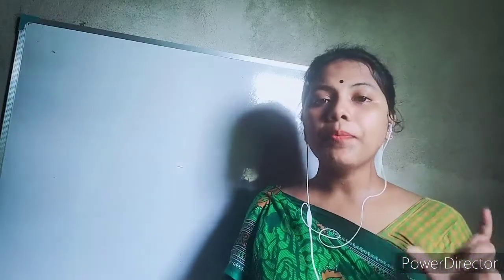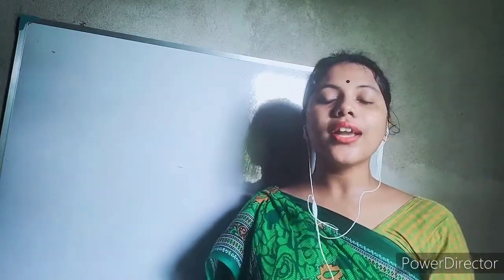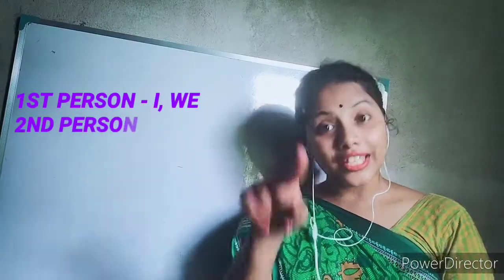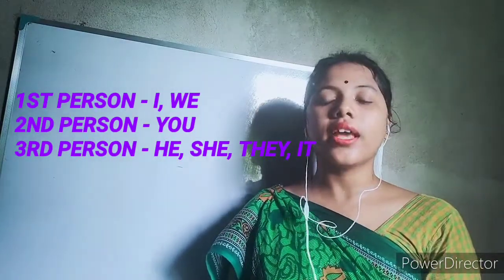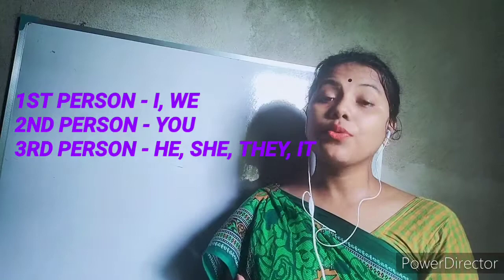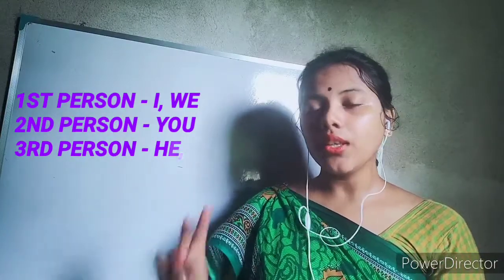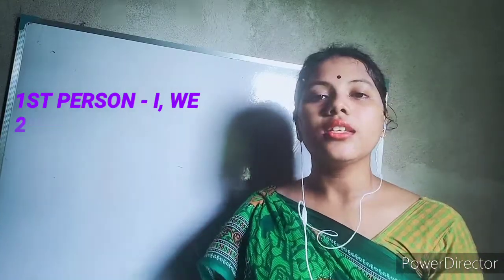First of all, we are going to talk about personal pronouns. If you see the name personal pronouns, it is clear that it comes from person. And which are the three kinds of person in the English language? First person, second person, and third person. These three kinds of persons are the examples of personal pronouns. Which are they? I, we, you, he, she, they, it. They are the basic examples of personal pronoun.